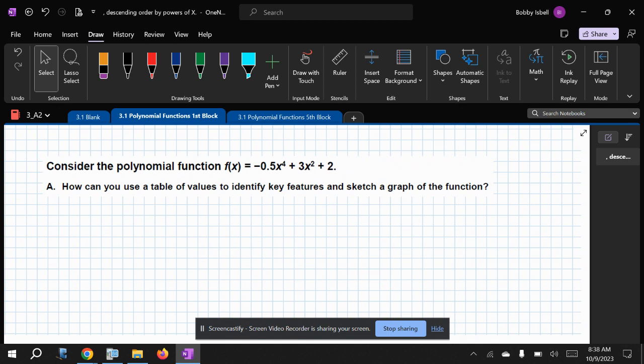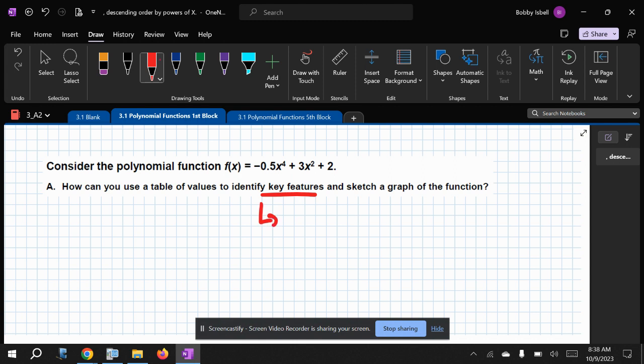So we're going to talk about what key features we're even talking about, and then go from there. So good thing for us is that if we're making a table of values, we've got a calculator that'll help us. If we're looking for a graph, we've got a calculator that'll help us graph it, right? I mean, we've got that tool. But the key features that we want to focus on are some important places.